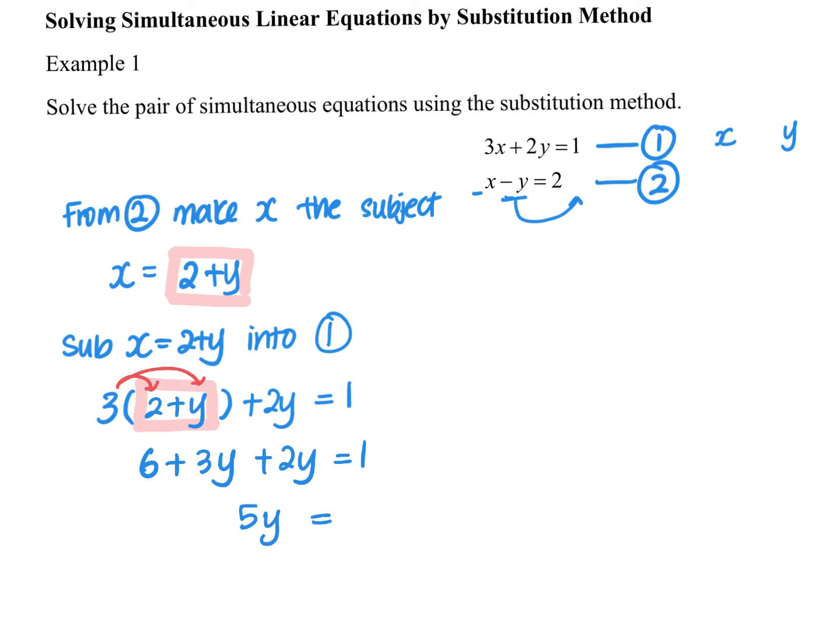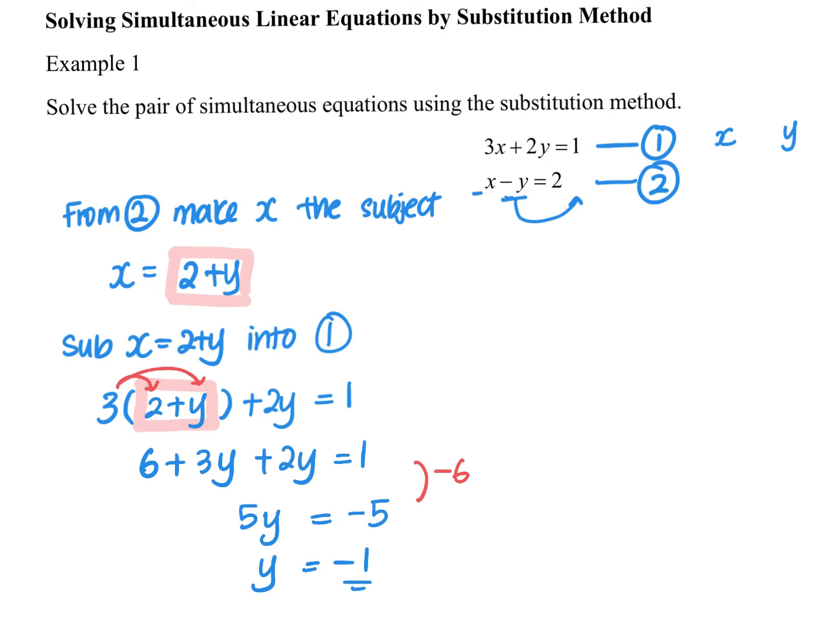If I bring 6 over to the other side, this is positive 6. I'm subtracting 6, so 1 minus 6 will give me -5. So from here to here, I'm subtracting 6. In this case, make y the subject. I'll get y equals -5 divided by 5, that will be -1. Okay, so I've solved for the y value.